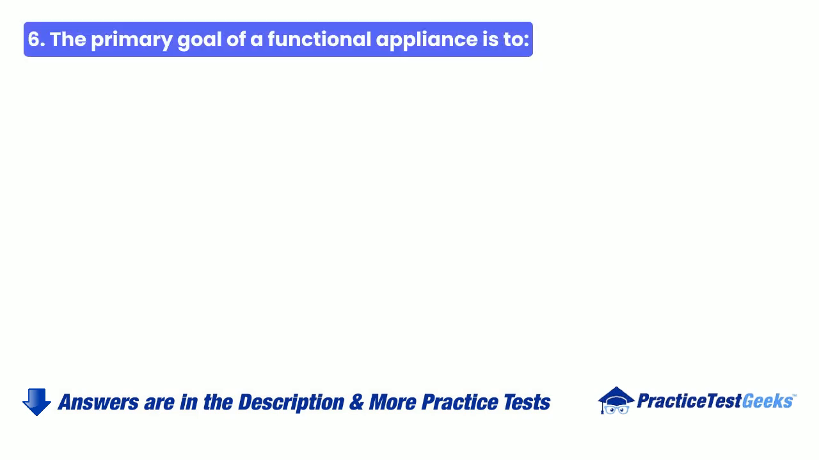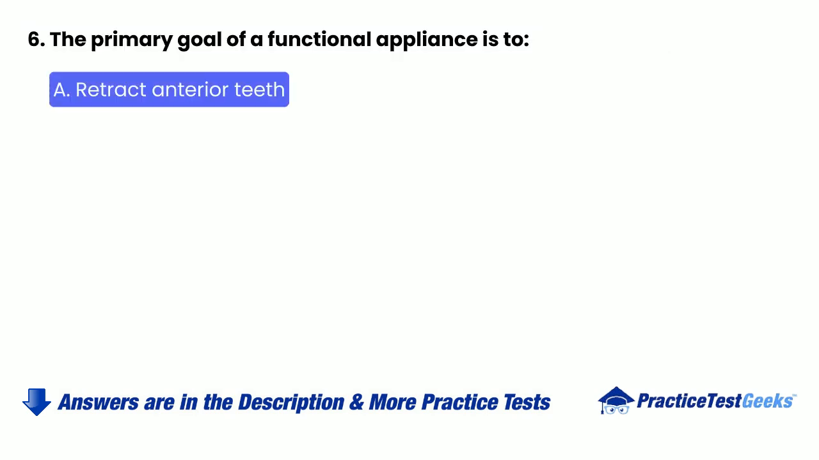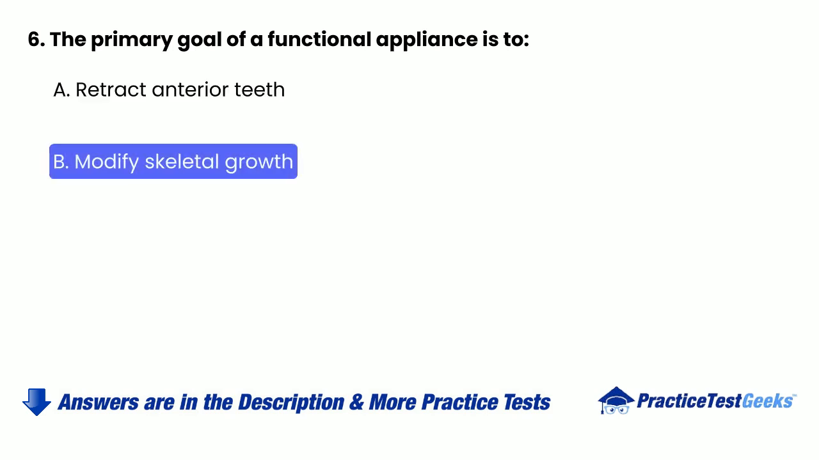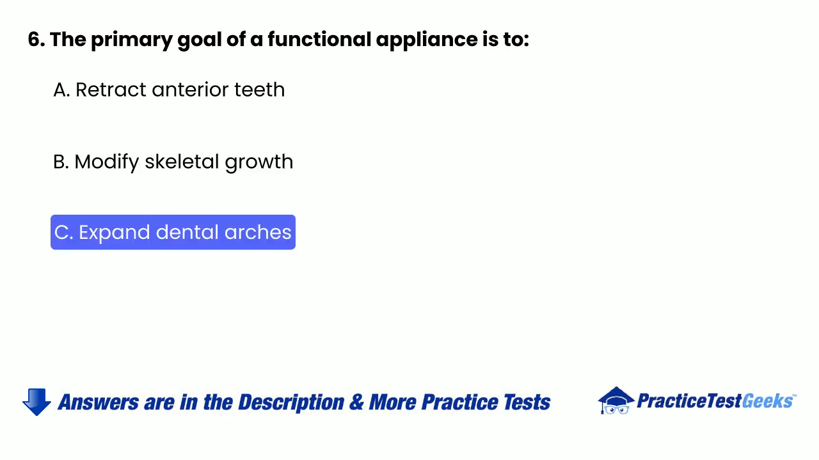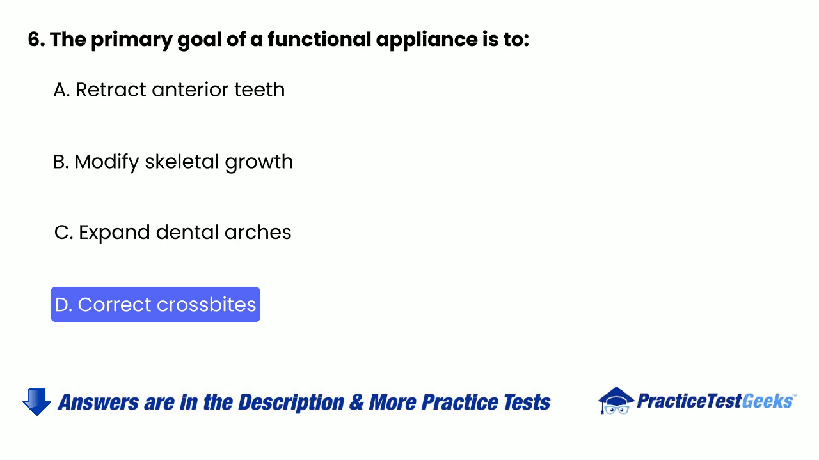6. The primary goal of a functional appliance is to: A. Retract anterior teeth. B. Modify skeletal growth. C. Expand dental arches. D. Correct crossbites.